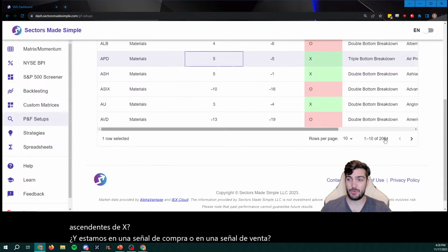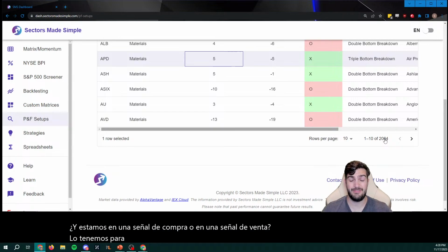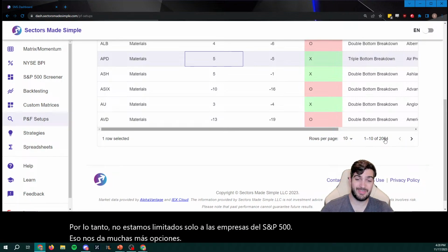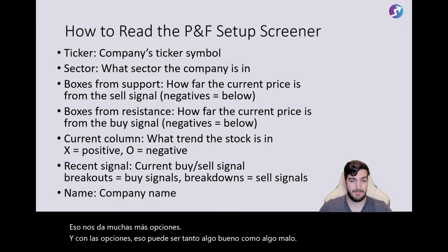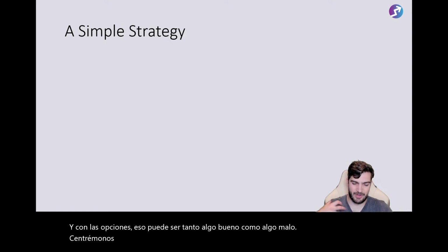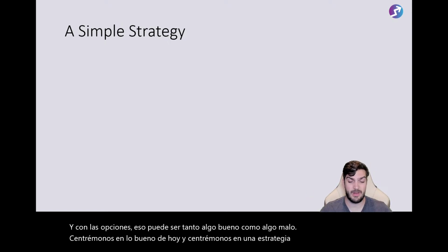We have this for 2,064 companies. This is not just the S&P 500. So, we are not limited to just S&P 500 companies here. That gives us a lot more choices, and with choices, that can be both a good thing and a bad thing. But let's focus on the good today, and let's focus on a simple strategy that we can use this setup screener for.